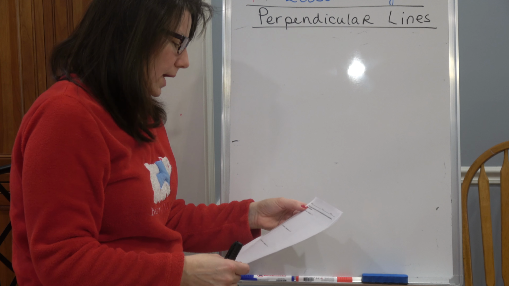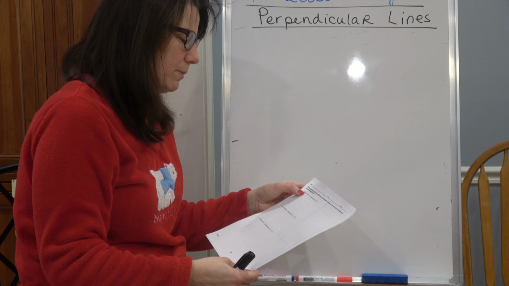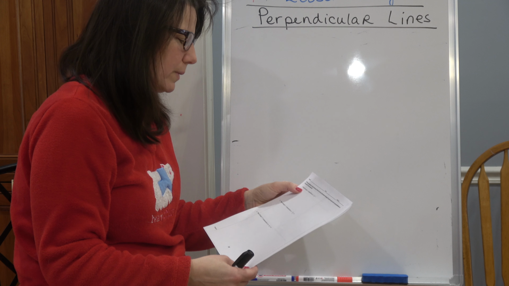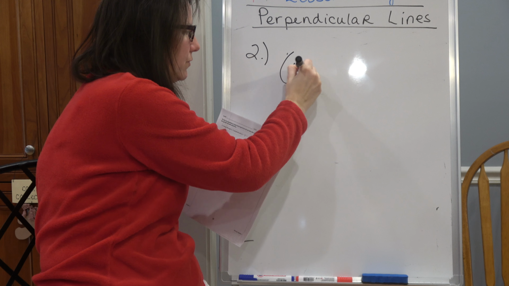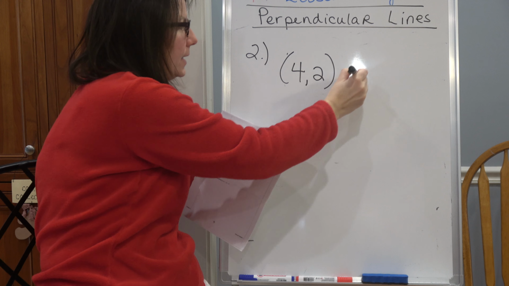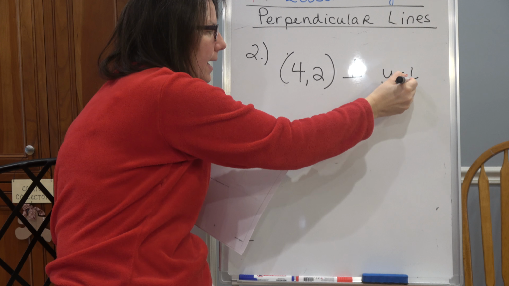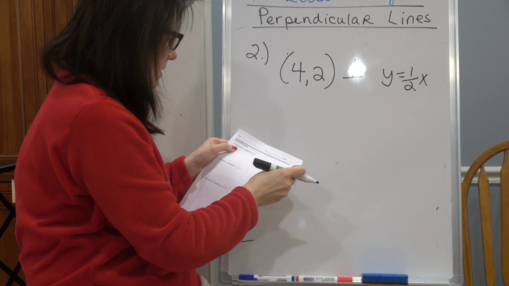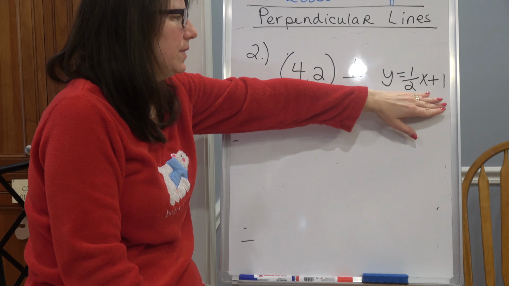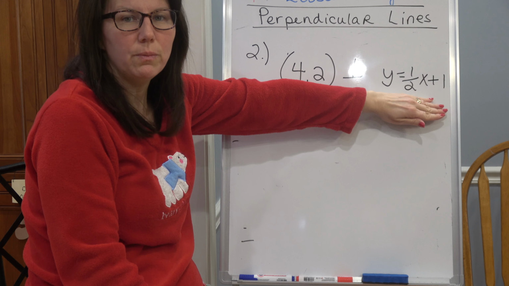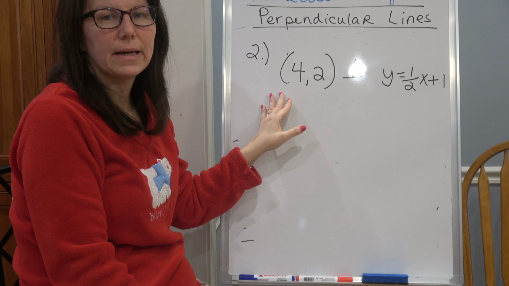It says, write an equation in slope-intercept form for the line that passes through the given point and is perpendicular to the graph of each equation. So in number 2, it passes through (4, 2), and it's perpendicular to, I like to write that simple, y equals 1/2 x plus 1. Once again, the only thing I need from this equation is its slope, so that I can figure out what slope I am using for my equation.